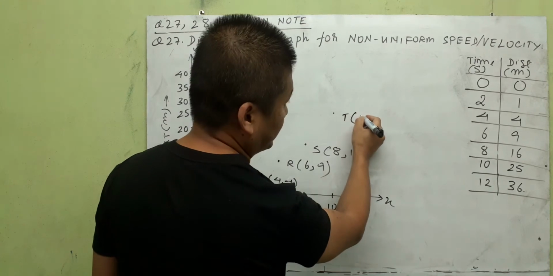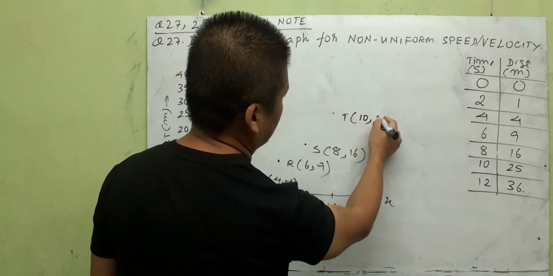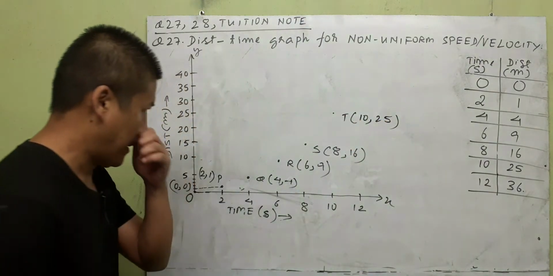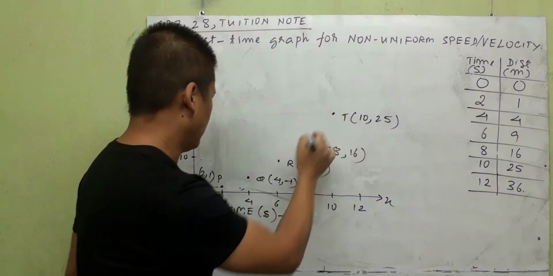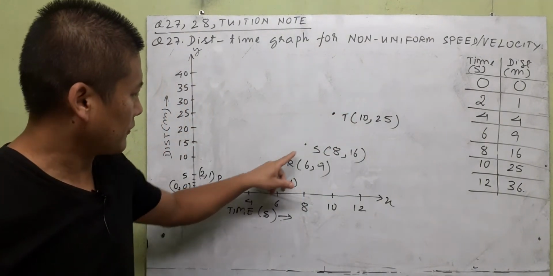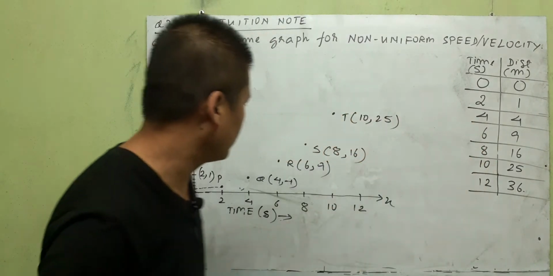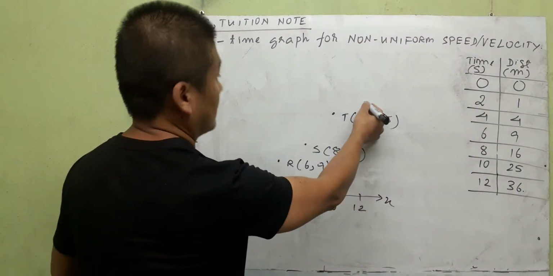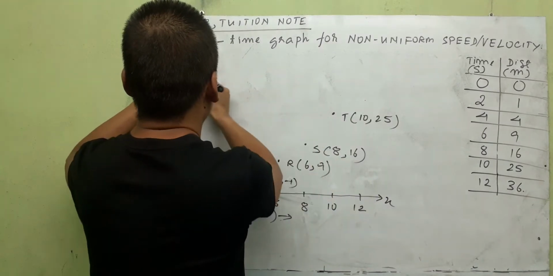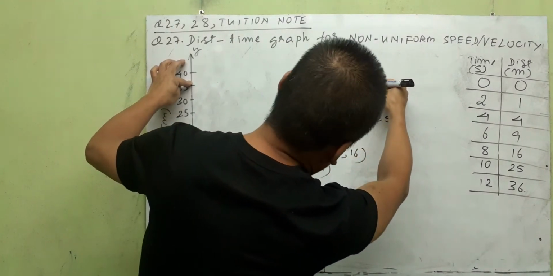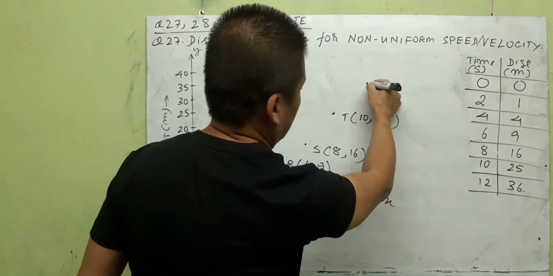T, let us say 10 seconds, 25. So this is the point T, next point here. So we have pointed 1, 2, 3, 4, 5, 6. Then last point 12. After 12 seconds, it is covering 36. So 36 will be somewhere here. Approximately it's okay.